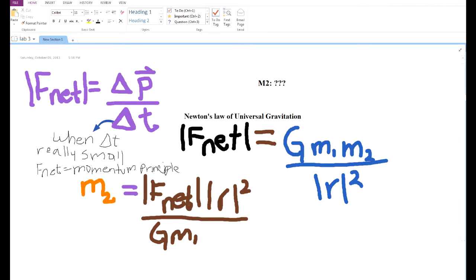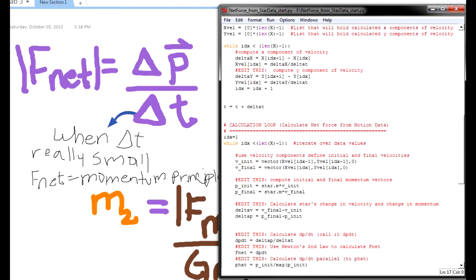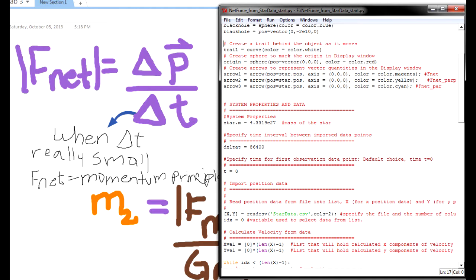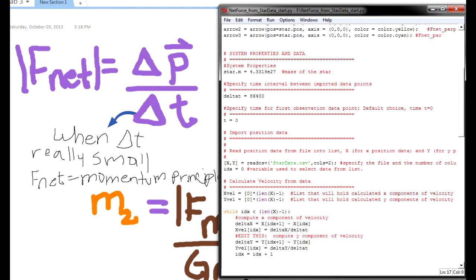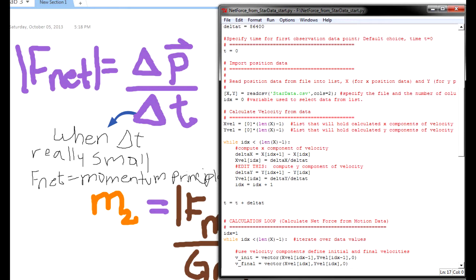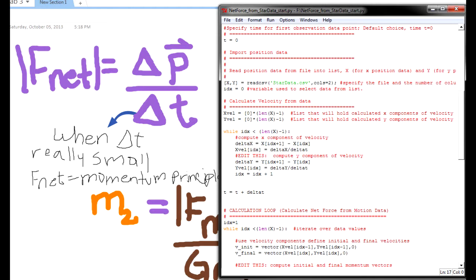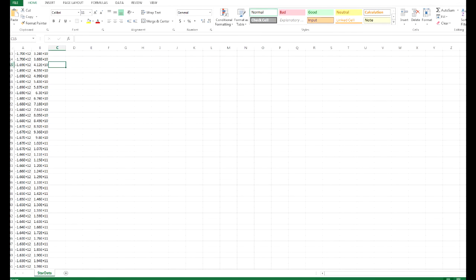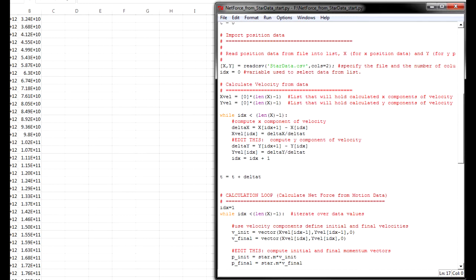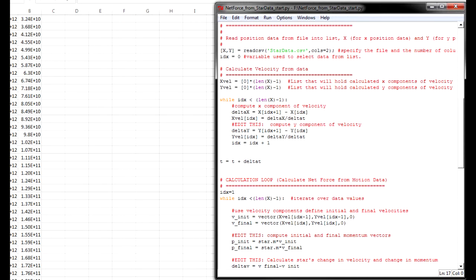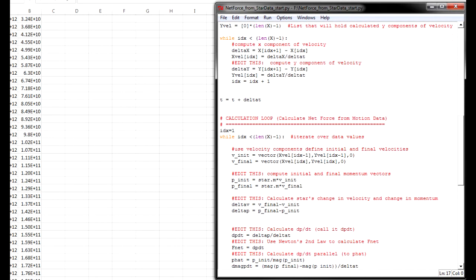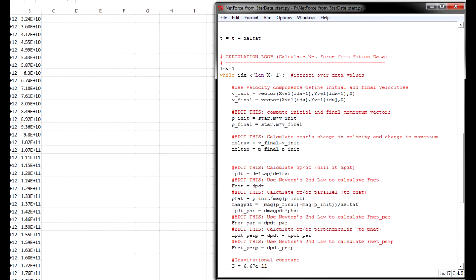So I grab all the information I just told you, and I make my model in Python. I have my mass, I have delta t, the initial time is 0, and I open the Excel file, stardata.csv. I'm going to need to calculate the x and y components of the velocity, so I have the formula here. I need this index, and this is the calculation while the index is less than length of x minus 1.